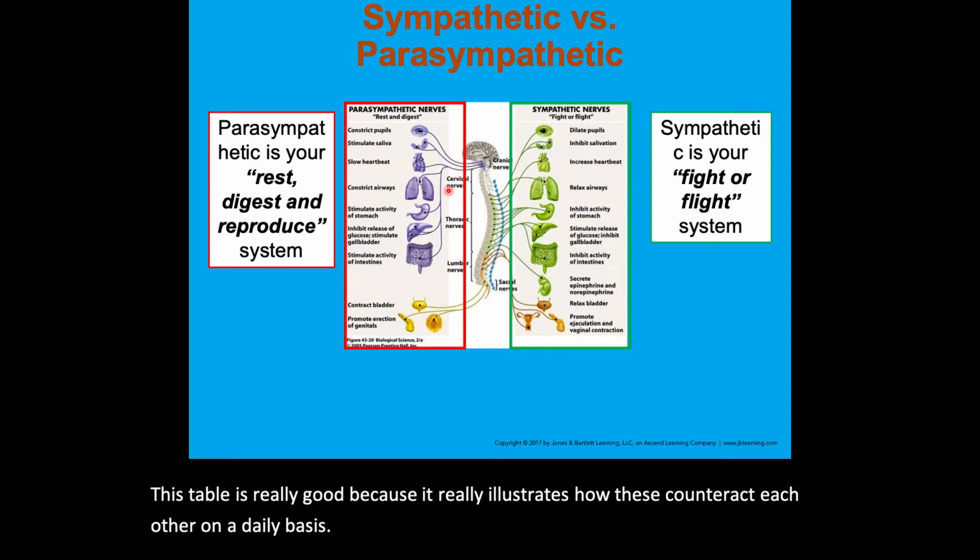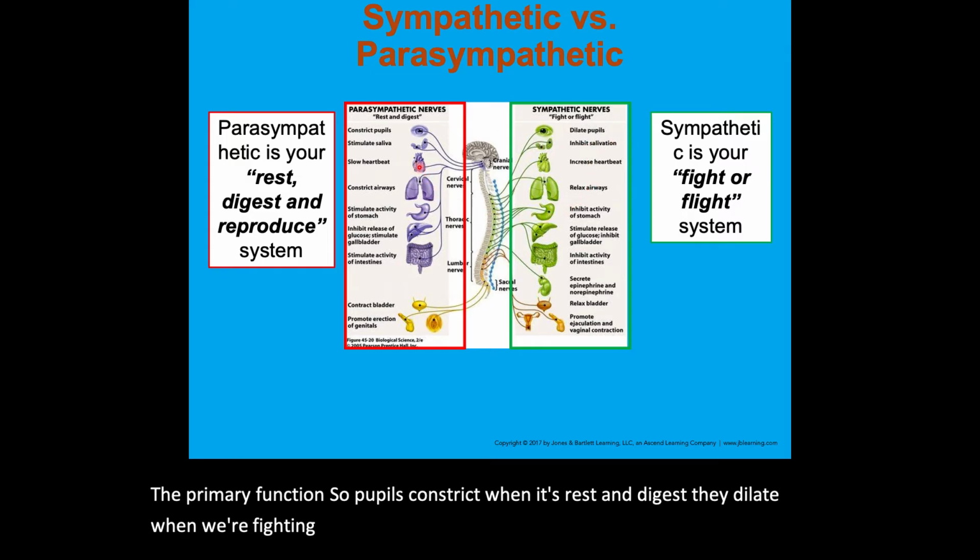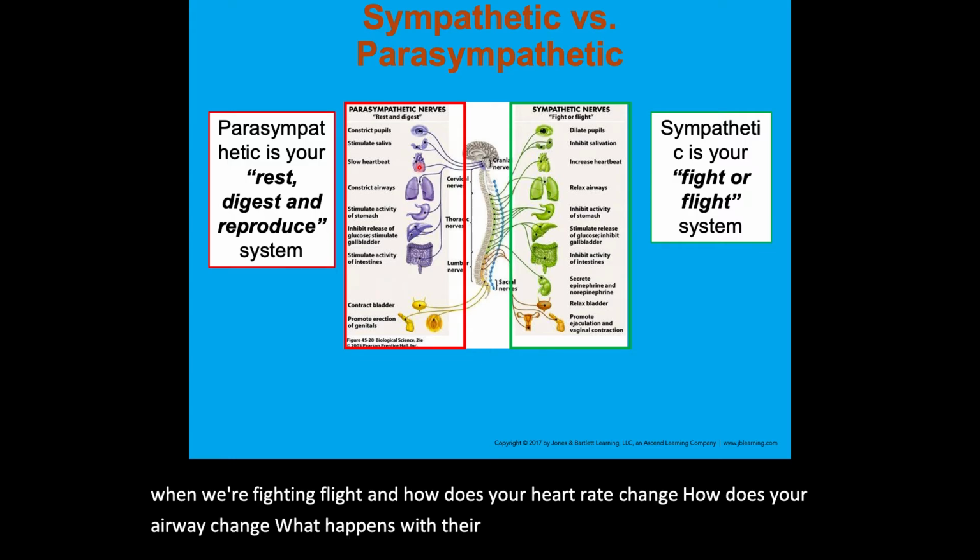And definitely get to know the primary function. So like pupils constrict when it's rest and digest. They dilate when we're fight and flight. And how does your heart rate change? How does your airway change? What happens with our digestive system? Those are very important things to differentiate.